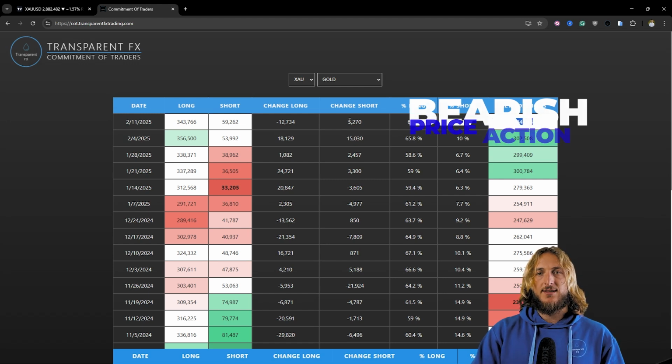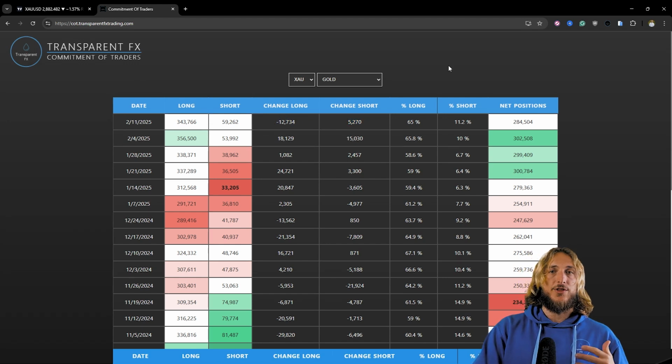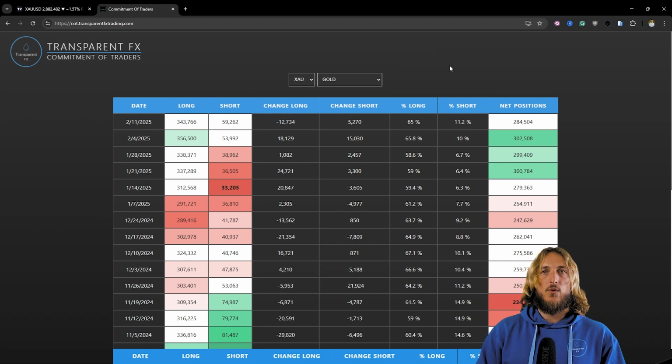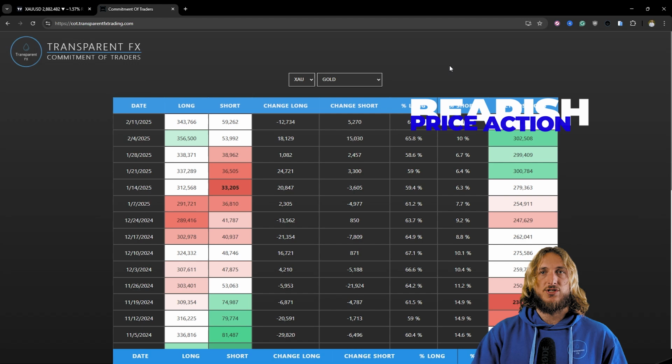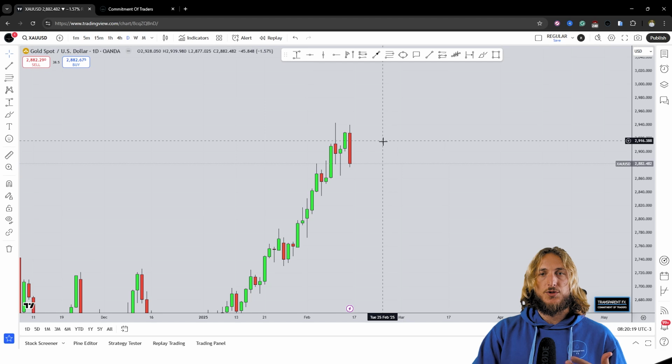We can notice, in fact, 5,200 shorts getting added from an institutional perspective and 12,700 longs getting closed. Now, what this means is that institutions are now again moving aggressively back to the bearish side for gold, therefore making it weaker in the very short term. So this comes with no surprise.